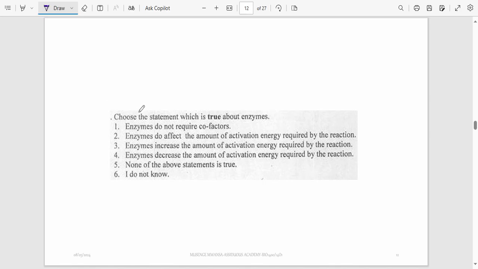Let's go to this one. Choose the statement which is true concerning enzymes. Enzymes do not require cofactors. Okay, you'll be telling me if it is true or false, each option. Enzymes do not require cofactors. Is that true? This one is false. And then two, enzymes do not affect the amount of activation energy required by the reaction. Is that true?